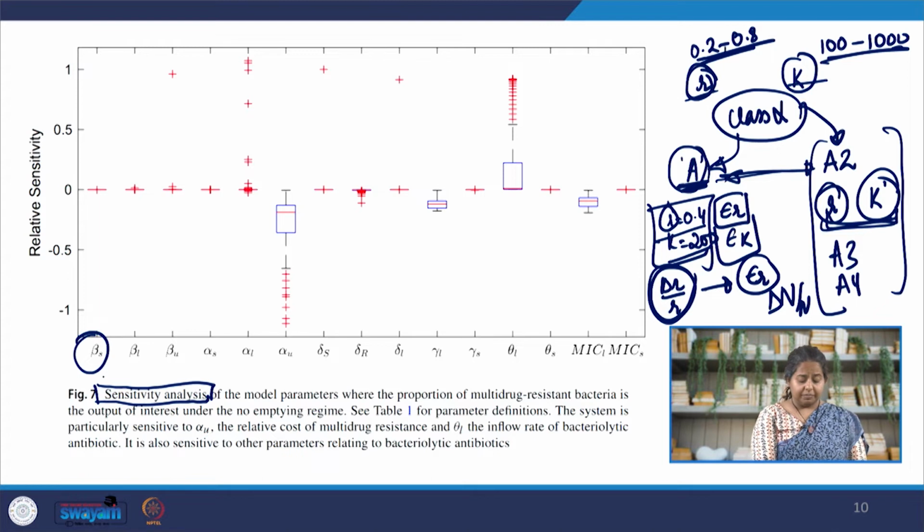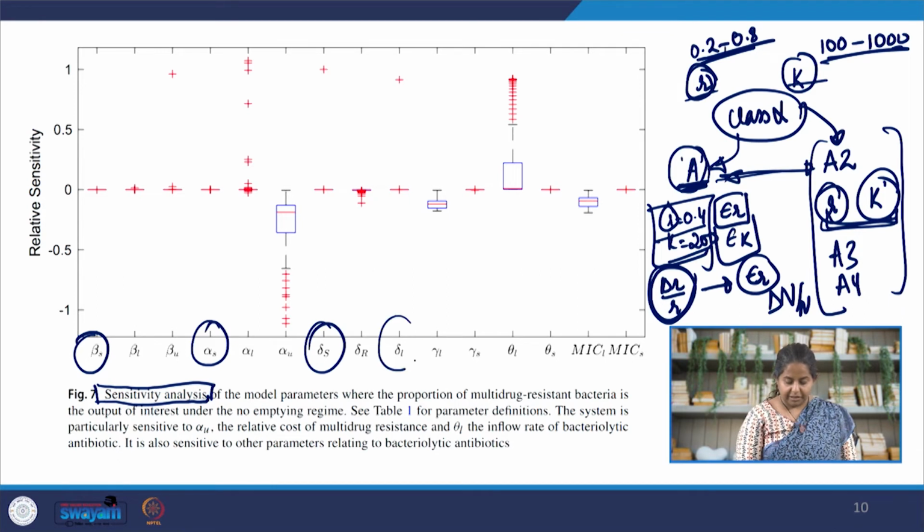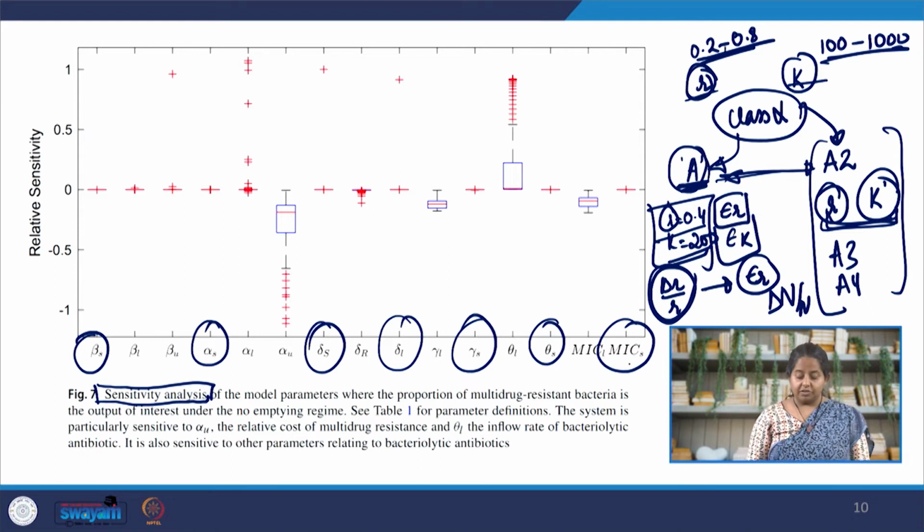So, we see some parameters here like the transfer rate of susceptible bacteria, then there is alpha S. We see some parameters here which have nearly 0 sensitivity, like the MIC of the bacteriostatic antibiotic. So, I do not need to be very exact about the value of these parameters. Let us say I do sensitivity analysis and I see for my logistic equation R does not have very high relative sensitivity, it is nearly 0. Then I know that it does not matter what value of R I picked, it is not going to make a substantial difference in my predictions.